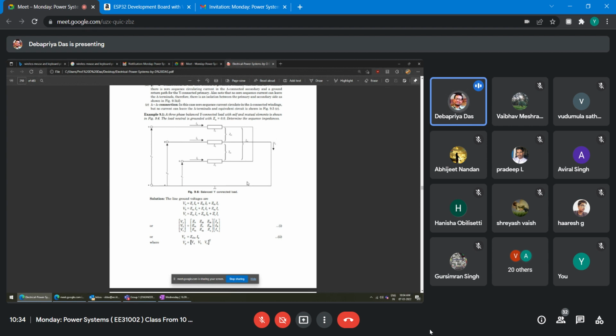Now consider this one, right? This is from your first year magnetic circuit, or a little bit you have studied, but this is a simple thing. Just try to understand. A three-phase balanced star-connected load with self and mutual inductance elements is shown. The neutral is grounded, with grounding impedance Zn equal to 0, right?